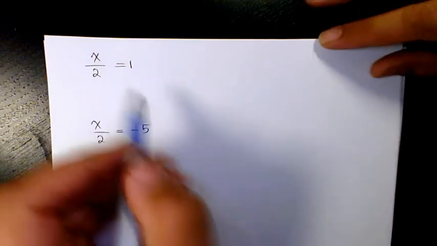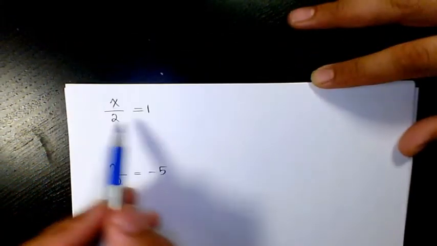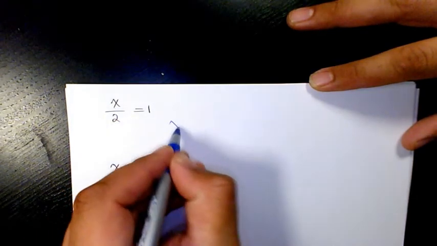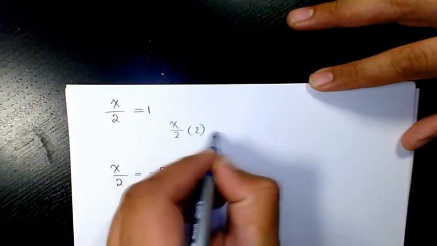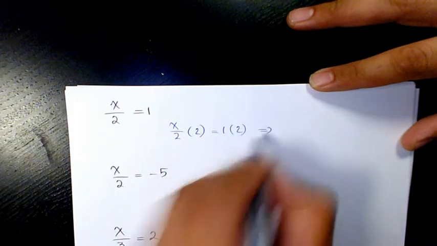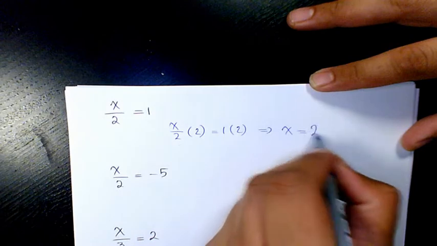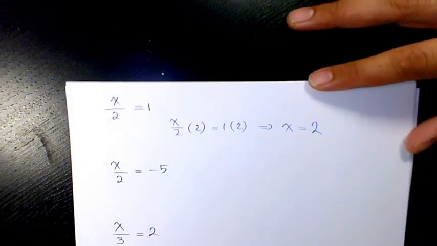Next one is x divided by 2 equals 1. So in order to isolate x, we need to multiply both sides by 2. So x over 2 times 2, 1 times 2. x times 2 divided by 2 is going to be x. 1 times 2 is going to be 2. So the answer is going to be x equals 2.